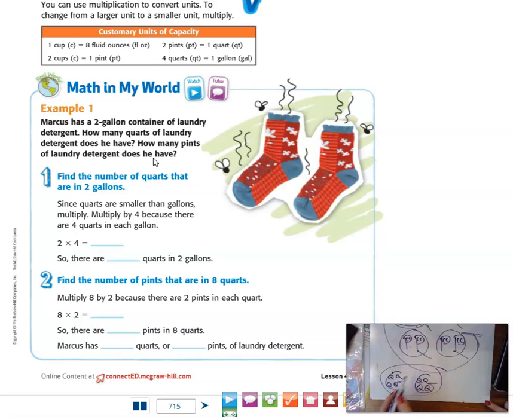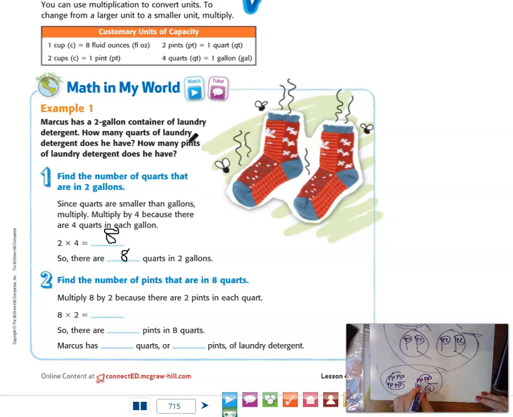So the total for the 2 gallons that Marcus has is going to be 1, 2, 3, 4, 5, 6, 7, 8. 2 times 4, like it says here, is going to be 8 quarts. 8 quarts in 2 gallons. Now I need to convert this. It says how many pints. And again, each quart has 2 pints. So pint, pint, pint, pint. Erase the Q, write 2 P's.